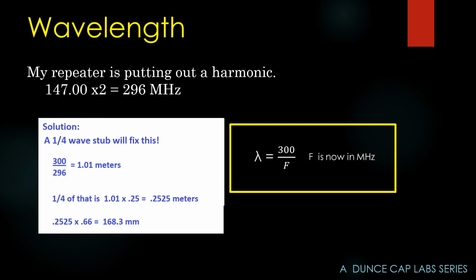So all I have is a little math to do. I do the math, 300 over 296, a full wave is 1.01 meters. A quarter of that is 0.2525 meters, but my velocity factor is 0.66 on my coax. So that means RF propagates at 66% the speed of light, so I've got to shorten my cable to make up for that. So I come up with 168.3 millimeters. I have a metric tape measure, which makes cutting the cable to that length pretty easy. So that's what I do.